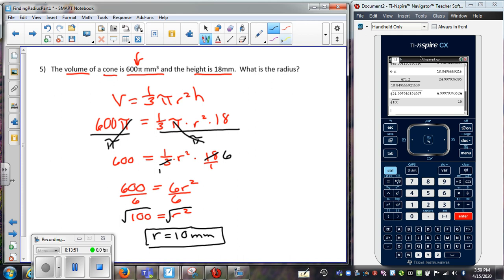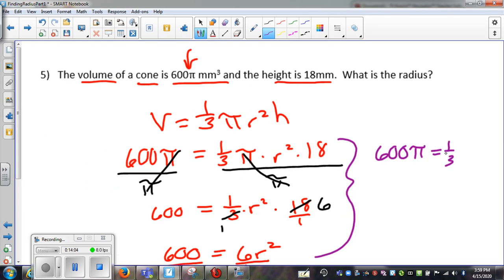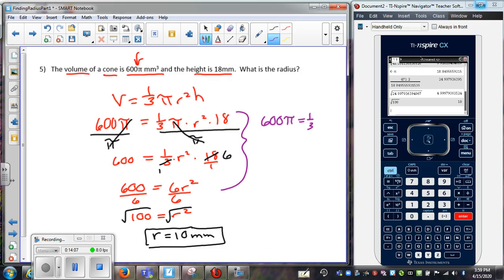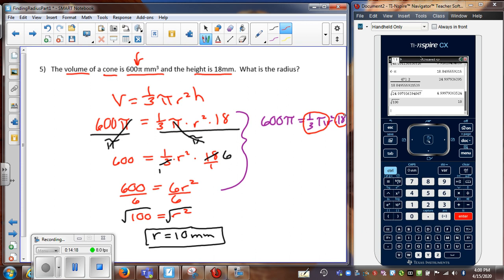Now, if you had a hard time with the work that I did here, that's perfectly fine. You could have actually said 600 pi is equal to 1/3, oh, running out of space there. I'll go back to this. Pi r squared times 18, and actually put it in your calculator and multiplied all 3 of those. You could have multiplied the 600 and the pi. So if you would have multiplied 600 pi, you would have had 1884.955 and so on.